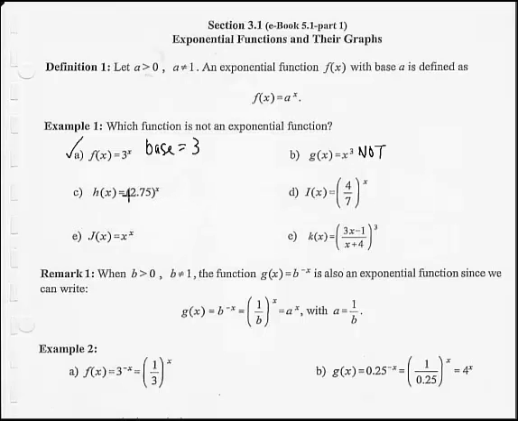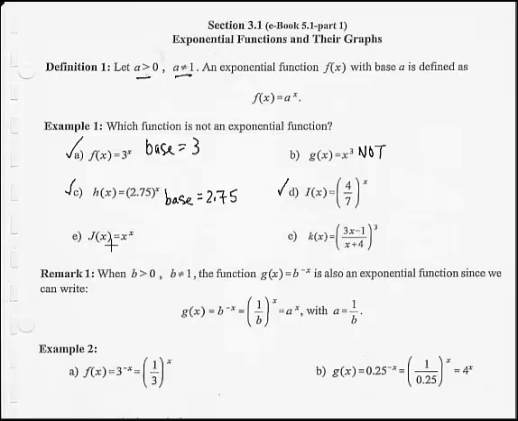C, we have a base raised to the x power. 2.75 is our base. It's greater than 0 and it's not equal to 1, so h of x is exponential. D, i of x, we have 4/7 raised to the x power. i is exponential. 4/7 is definitely not equal to 1, and it is positive. 4/7 is less than 1, but we just simply don't want it to be equal to 1. It can be less than 1.